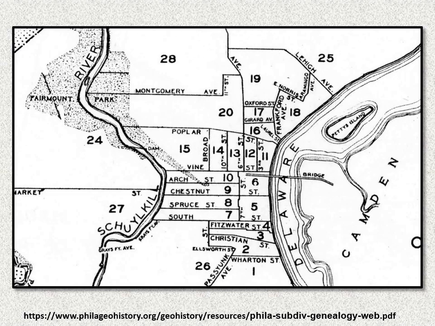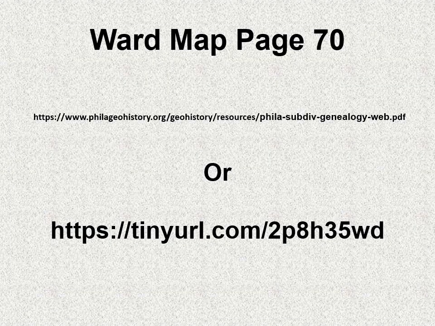And here's a close-up of part of the ward map. You can see it's pretty detailed. Pretty good. I'm showing you the address of where this document is. It may take a while to load. Remember, you want page 70. All the main references will be shown in the show notes. I'll repeat them there.